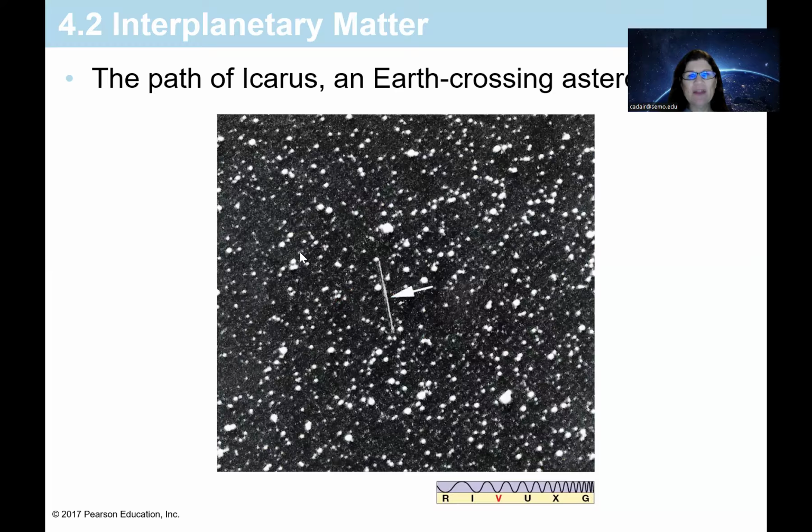So here is a path of Icarus and Earth crossing asteroids. This was a longer exposure. It's in visual if you're looking at the graphics in the book. This is radio, infrared, visual, ultraviolet, X-ray, and gamma rays. And so this is a visual image. Sometimes when we see pictures with composite stuff in there, they'll have two of these letters highlighted. Anyway, this is a longer exposure, and during the exposure, the light from this asteroid made a streak, which is kind of cool. That's how we found all these other asteroids at Rubin.